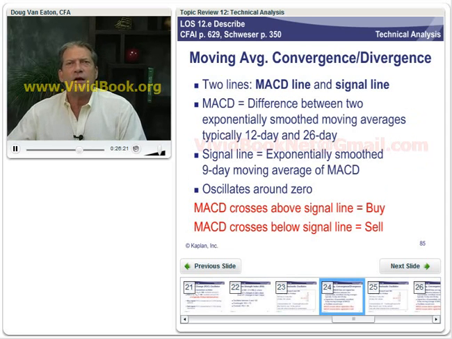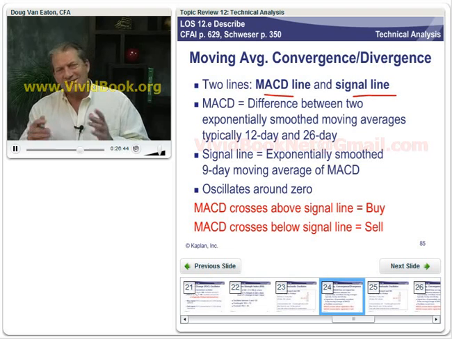Now we've got moving average, convergence, and divergence. Again, we've got two lines that we're going to use. One is our moving average convergence divergence line and the signal line. So our moving average line here is the difference between two exponentially smoothed moving averages.